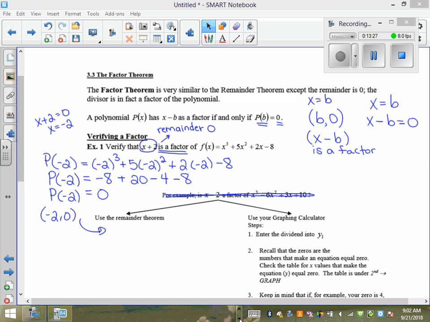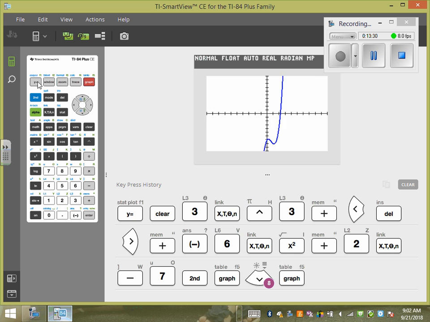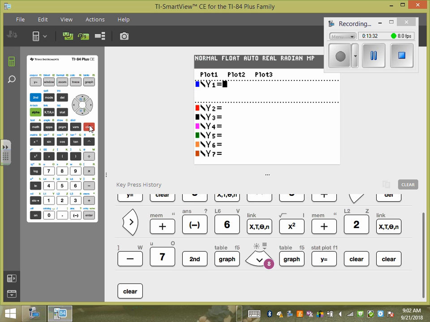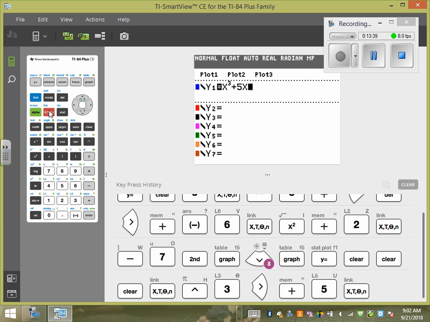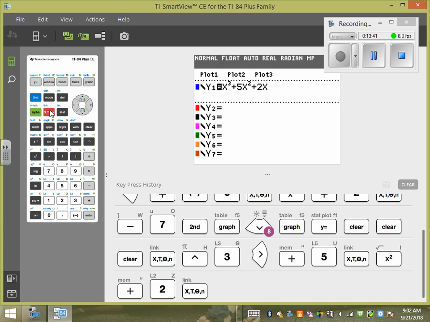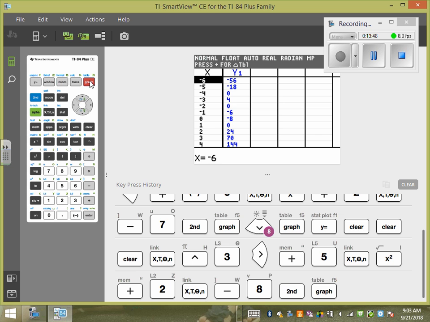You're going to have to give me the equation. What's the equation? X cubed. Then we go second table, and we're looking for negative 2 and hoping there's a, and there is. So that means there's an x-intercept at negative 2, 0, which means x plus 2 is a factor.